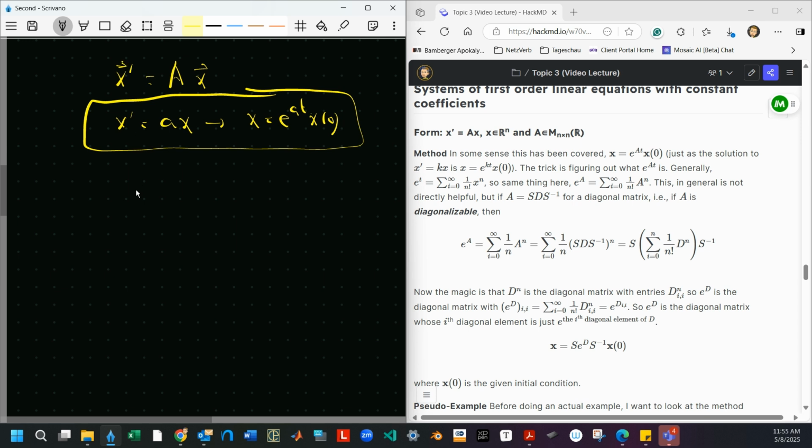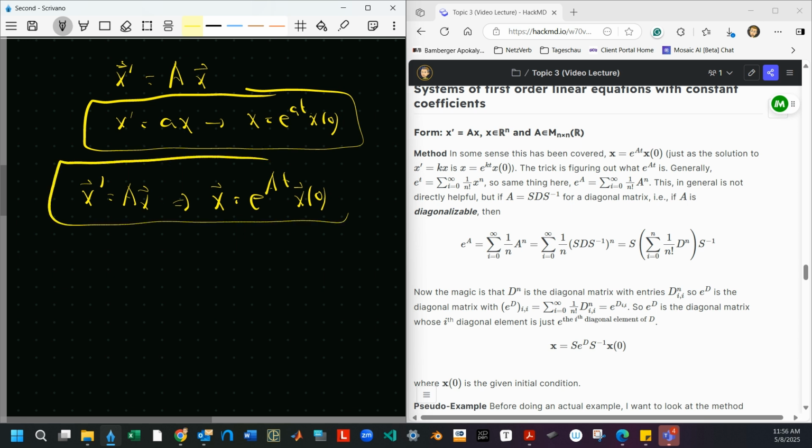I'm going to claim that the same is true here. Given x prime equals A x, the solution is simply x, the vector of functions, equal to e to the A t times x at the initial values. So it's the very same solution. That's what I mean by no thought involved here.